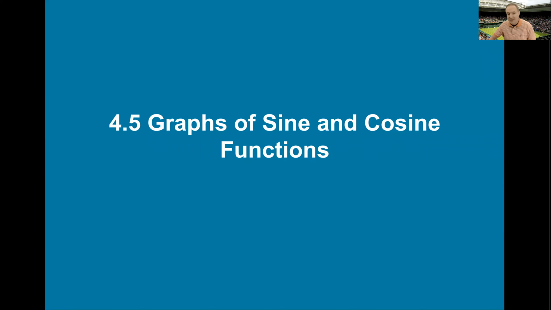Well, let's talk about section 4.5. What this section entails is graphing all of the transformations of our sine and cosine function. Now, we know that they're periodic because all that they represent is, well, the sine is the y component values at any angle on the unit circle, and the cosine being the x component values at any point on the unit circle.